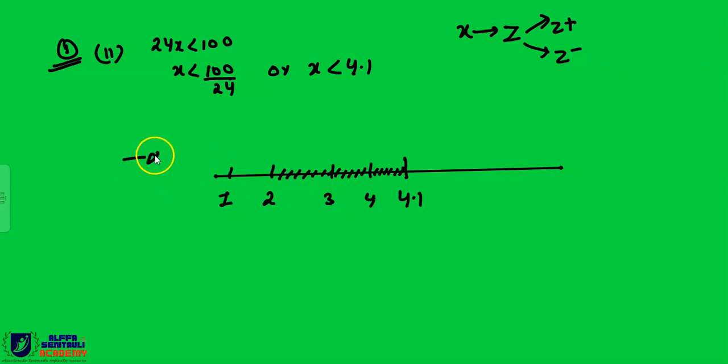So you will get up to minus infinity, right? So since x is an integer, you have to take integers, not decimals. 4.1 is not an integer. This is a decimal number. Correct, beta? So we cannot include 4.1 as our solution. We have to take all the integers. So we can take this one as a solution.